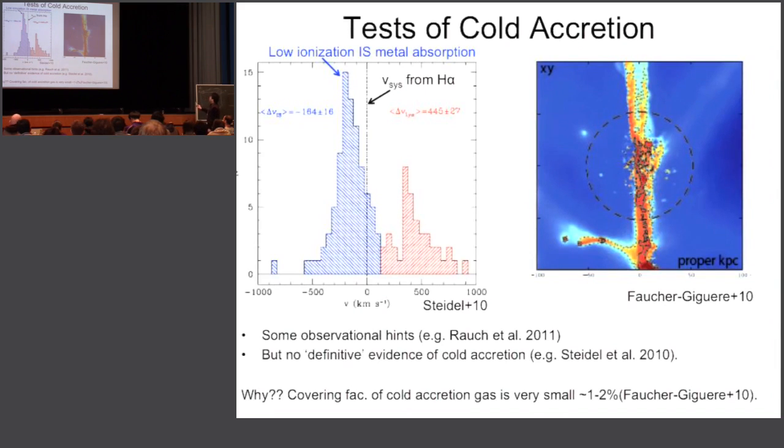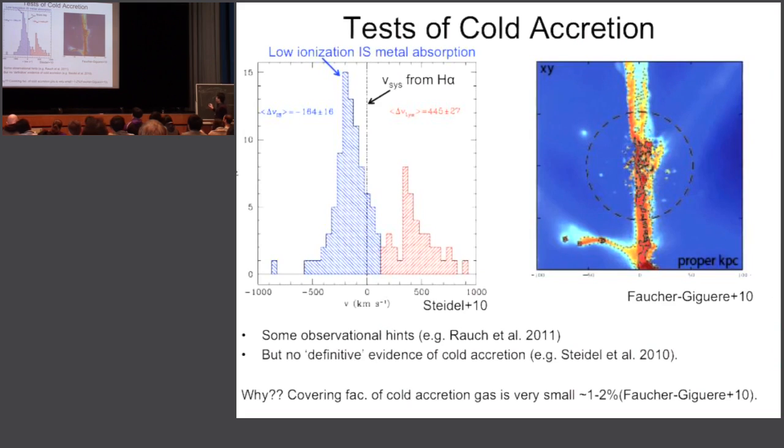So then, if you look at the interstellar absorption lines, low ionization absorption lines, which should be similar to the one of the cold accretion, then you have the peak of the velocity at around minus 200 kilometers per second. In other words, the absorption line is blue shifted. So blue shifted meaning the gas is outflowing, not inflowing. But you recognize that there are some possible outflowing cold gas.